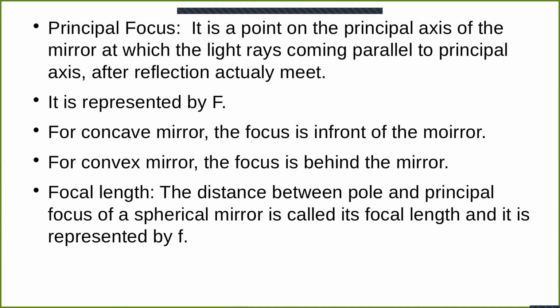Next, focal length. The distance between the pole and the principal focus of a spherical mirror is called the focal length, and it is represented by small letter f. We already know the focus is the point located on the principal axis, and the pole is the center point of the reflecting surface. The length between the principal focus and the pole is known as the focal length, represented by small f.